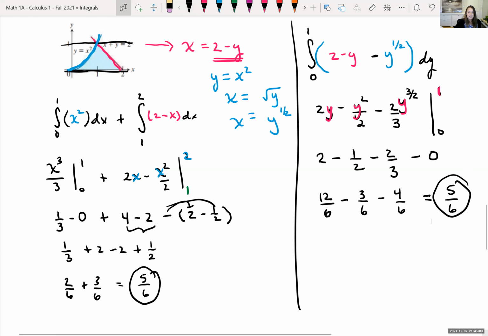And so if we want, we can change things in terms of y and integrate with respect to y instead of x. And you guys are going to be doing that a lot next semester when you start getting these volumes and start spinning these curves around your x-axis or y-axis.